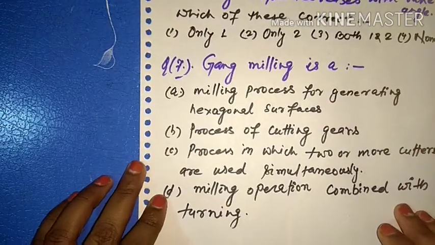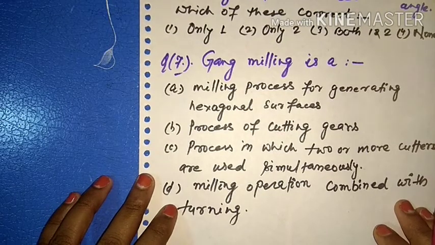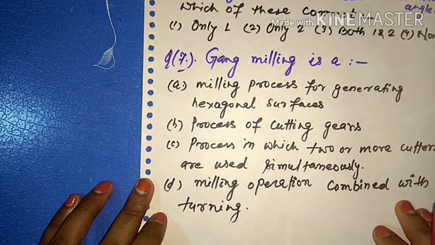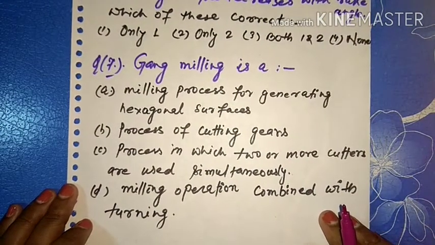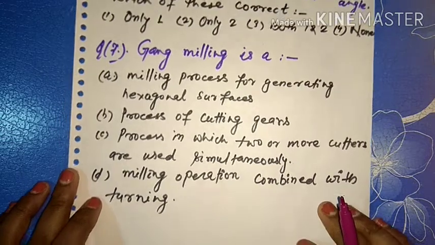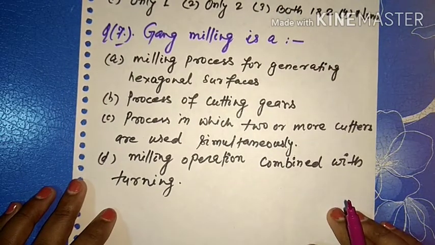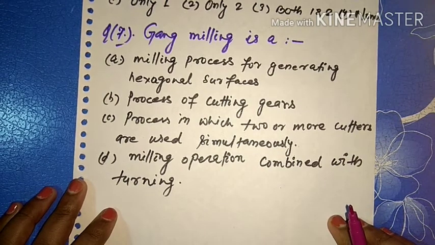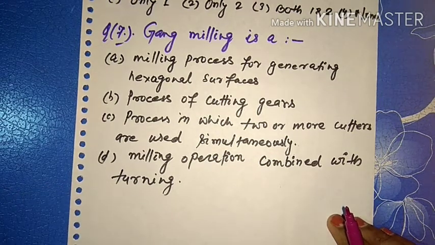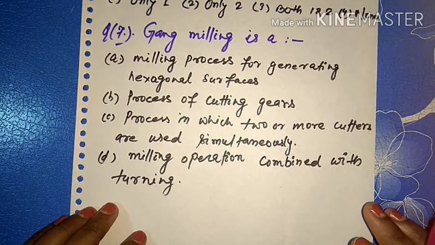नाउ लास्ट क्वेश्चन इज, गैंग मिलिंग इज ए. Option A, milling process for generating hexagonal surfaces. Option B is process of cutting gears. Option C is process in which 2 or more cutters are used simultaneously, and option D is milling operation combined with turning. गैंग मिलिंग में क्या होता है? इन स्ट्रेडल मिलिंग, सबसे पहले जानते हैं स्ट्रेडल मिलिंग में क्या होता है.